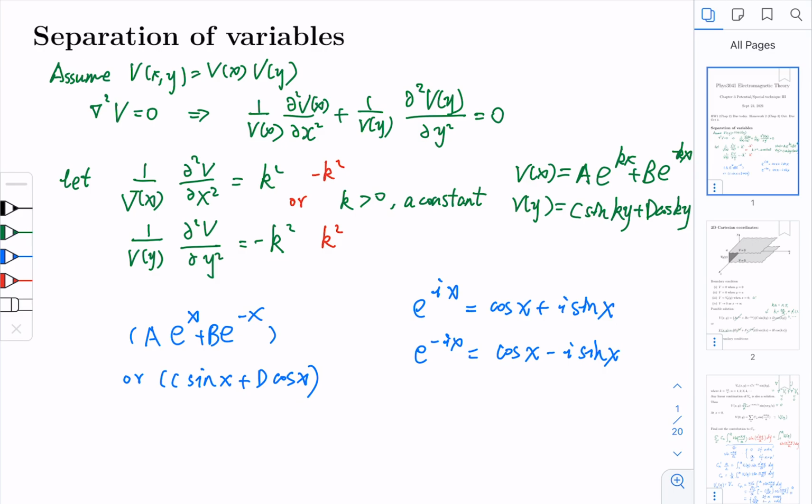However, I want you to keep in mind that the exponentials and the sines and cosines are not that much different. If you go to the complex plane, the exponential of ix is related to cosine x and sine x, and the exponential of minus ix is also related to cosine and sine. So it doesn't matter much which k square you put here, whether you put a k square or minus k square.